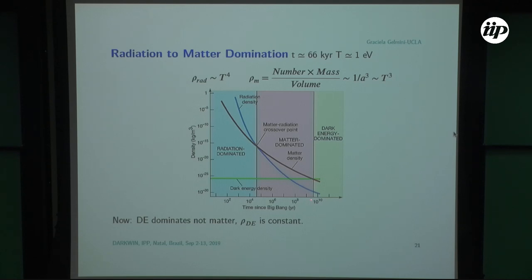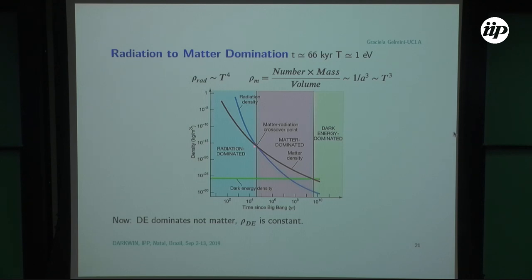Now, starting from what we know now, as I mentioned, about 70% of the content of the universe is in dark energy. And then dark matter constitutes 25%. I didn't mention that, but radiation now is about 10 to the minus 5 of the content of the universe.